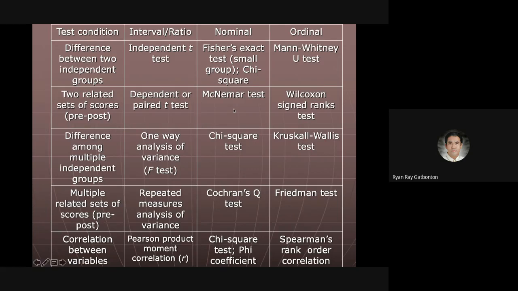Now, if those data are in the nominal or ordinal level, meron niyang Fisher's exact test for those two independent groups. Fisher exact test is only used for small group. Small group meaning nasa 12, hindi lalagpas ng 20. Kasi yung formula ng Fisher exact test, not more than 20 ang ma-accommodate niya.